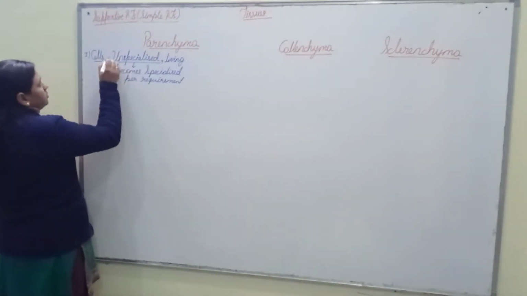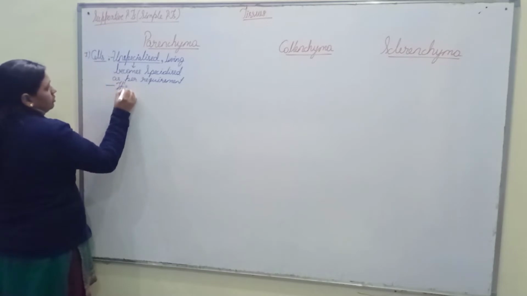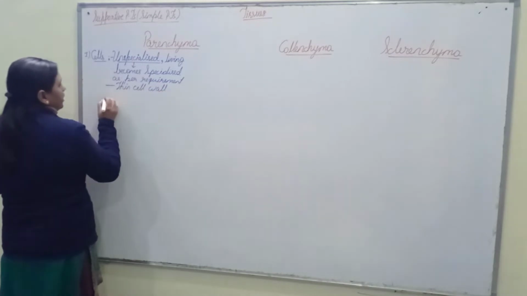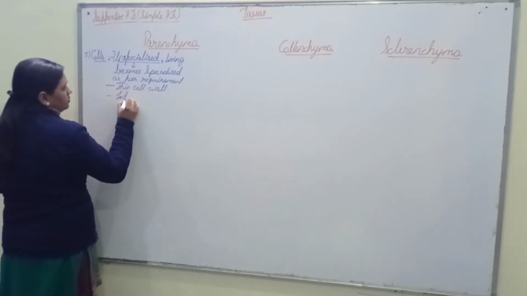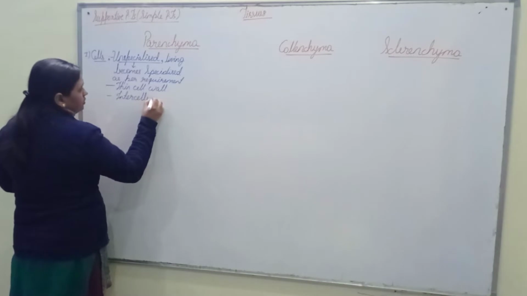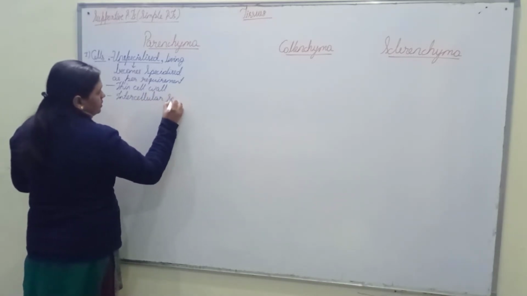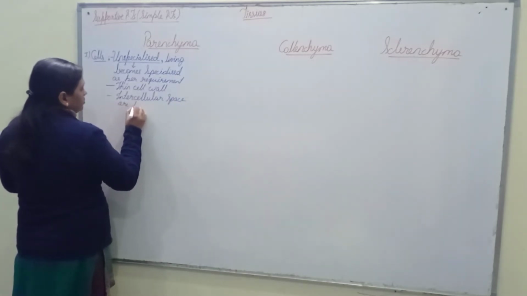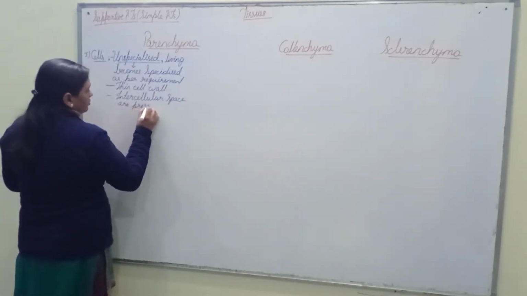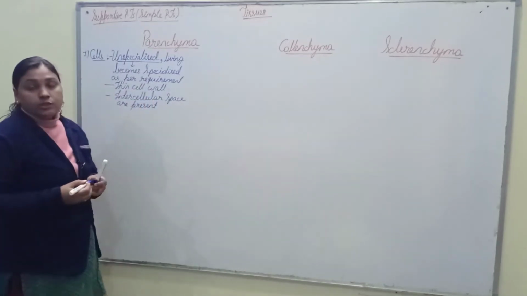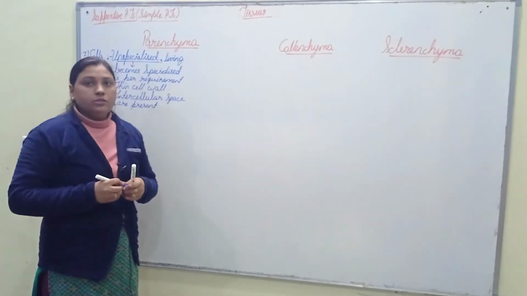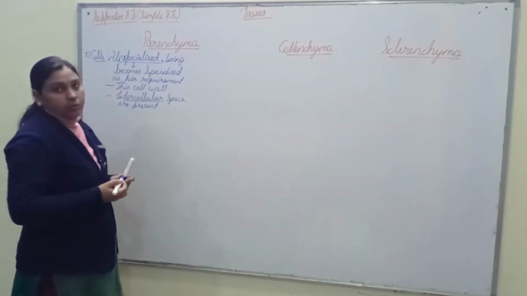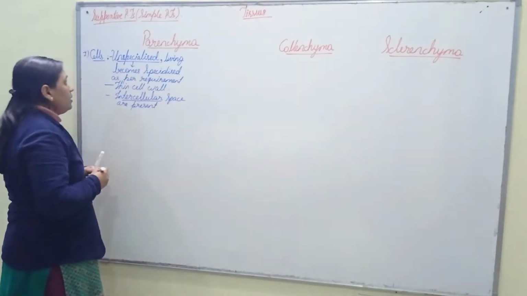having thin cell wall and intercellular space are present. Space between different cells is called intercellular space. So in parenchyma, intercellular spaces are present.